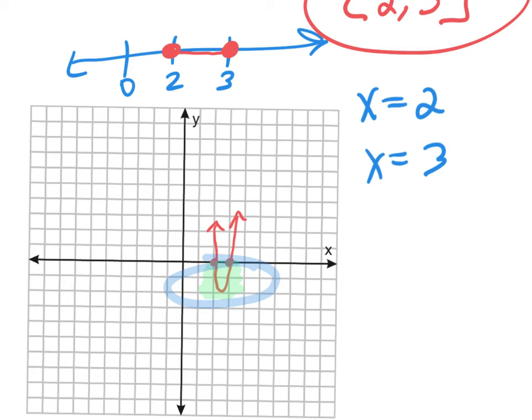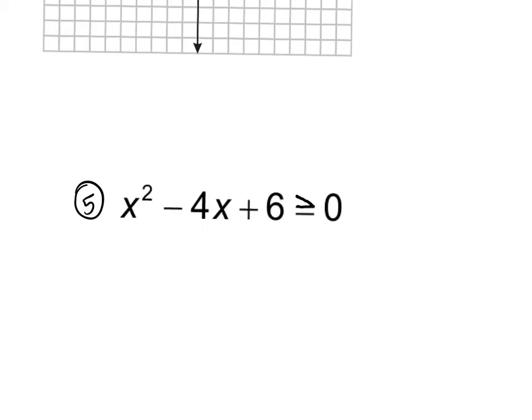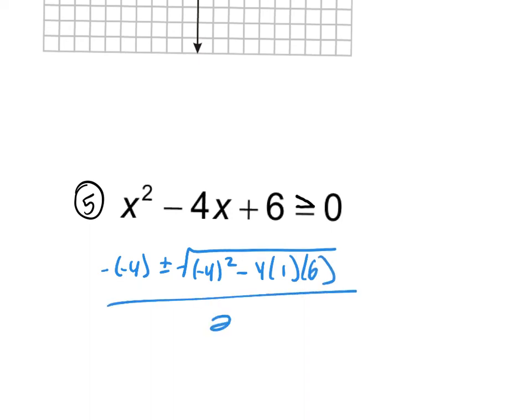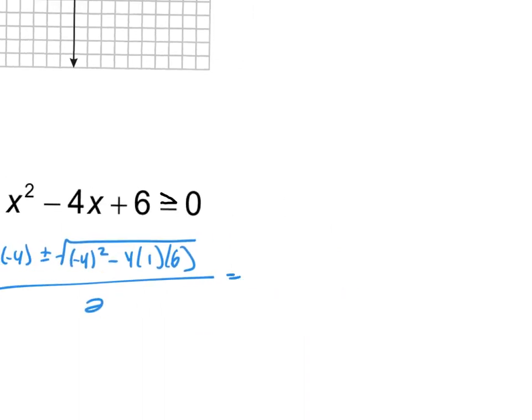Now, if I look at this last one, and then I'm done. Can I factor this? Yeah. What times what gives me a positive 6 when I multiply, but a negative 4 when I add? Nothing. So I'd have to use the quadratic formula. So real quick, you guys don't have to do this, just watch. I have negative 4 plus or minus the square root of negative 4 squared minus 4 times 1 times 6, all over 2 times 1. So this becomes 4 plus or minus the square root of 16 minus 24, over 2.